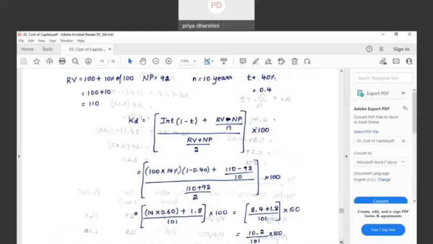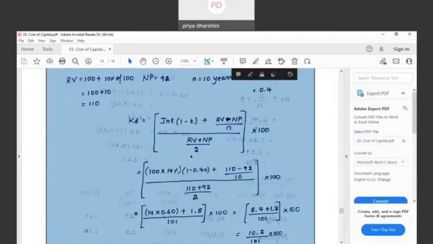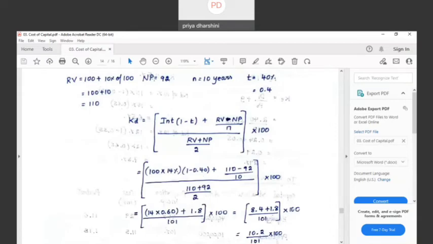The average realization is expected to be 92. Tax applicable to the company is 40%. So here again, you will not get the book answer. It is wrong. You can just ignore it. They have told the redemption value is 10% of premium, 100 plus 10%, 110. Net proceeds is 92 rupees. N is 10 years, which is the life.